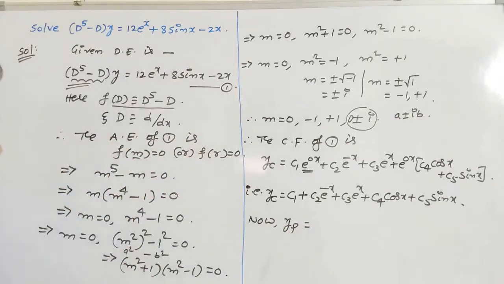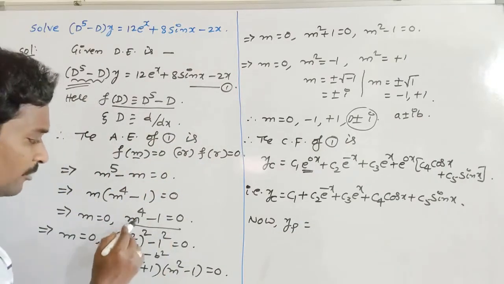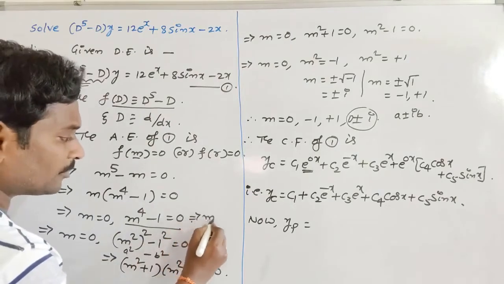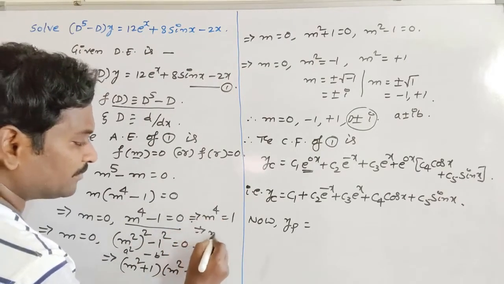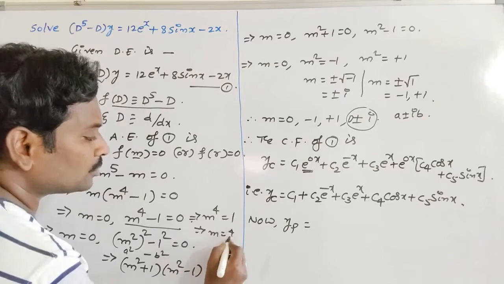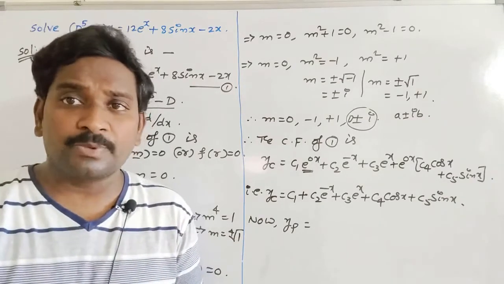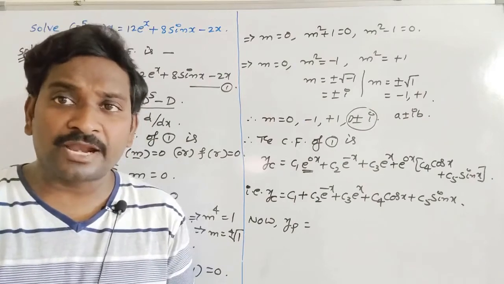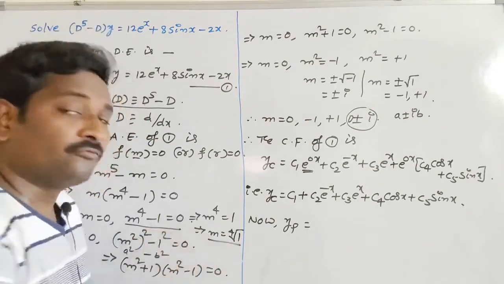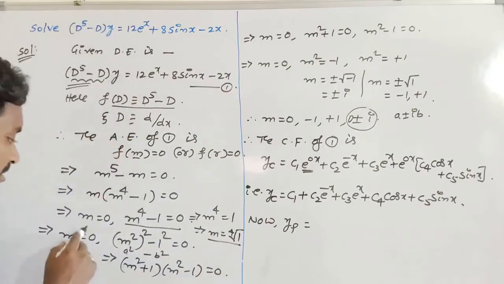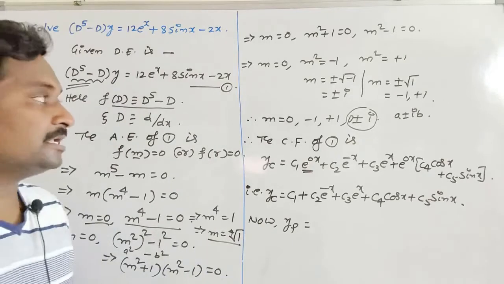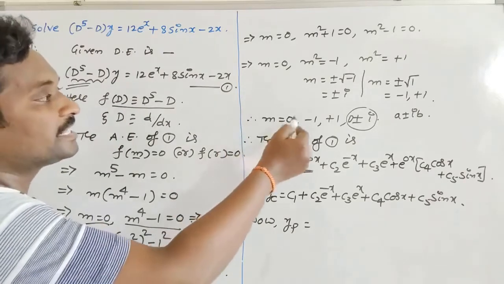Here one more important thing: m^4 - 1 = 0, so m^4 = 1 and m is the 4th root of 1. What are the 4th roots of unity? -1, +1, i, -i. You can also write the roots directly by using the 4th roots of unity, and another root is 0. In this way also you can easily get the roots.